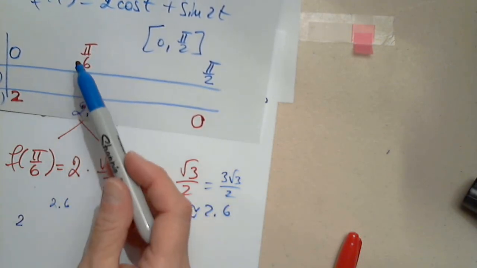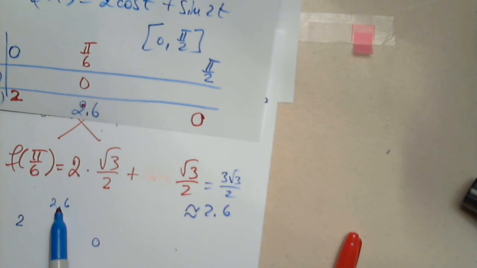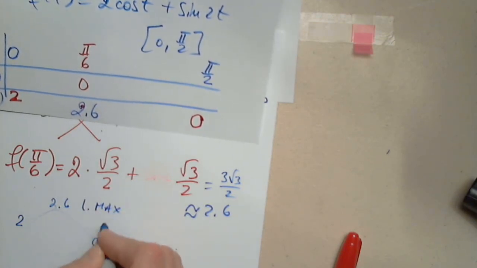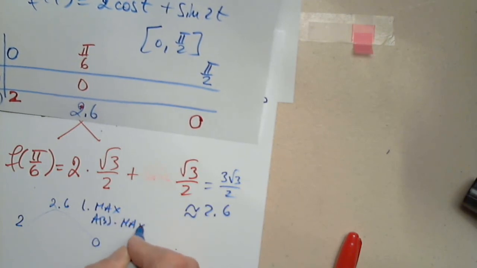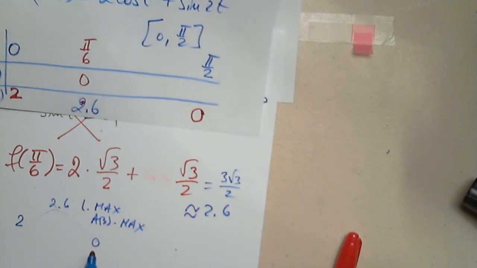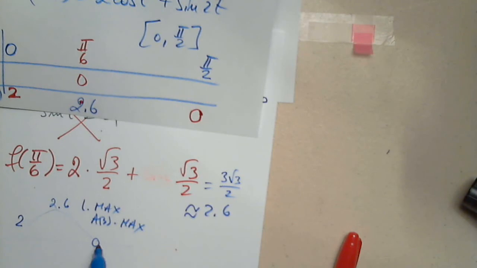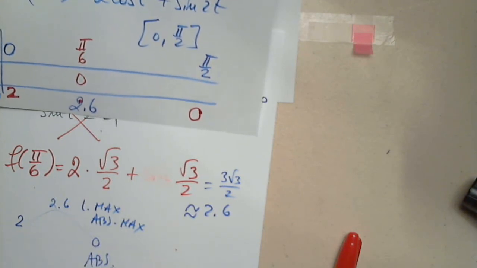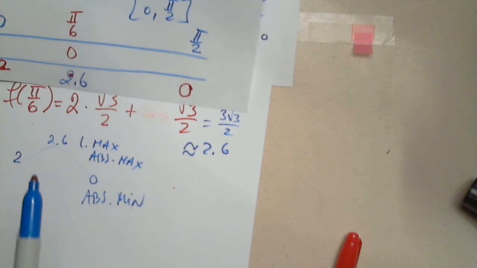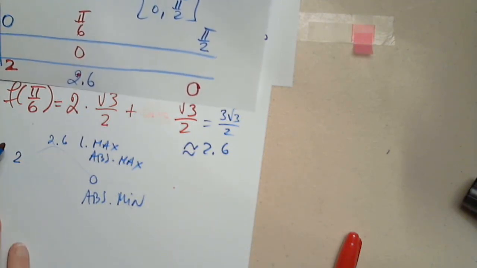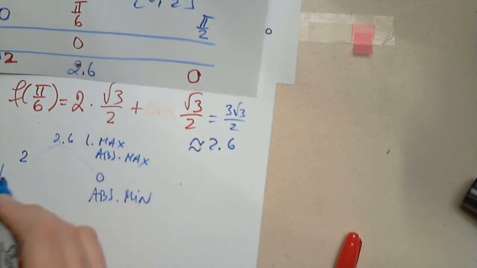What type of point is pi over 6 comma 2.6? Local max. And absolute. Very good. So this is local max and absolute max on the given interval. What does 0 represent? Local. Oh wait. It can never be local at the end. But it'd be absolute min. Very good, indeed. Absolute min. Finally, what is 0 comma 2? Yes.